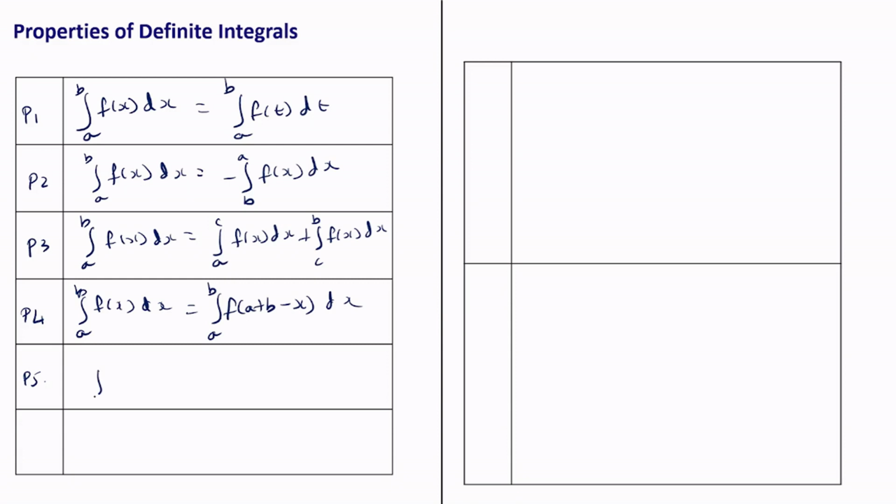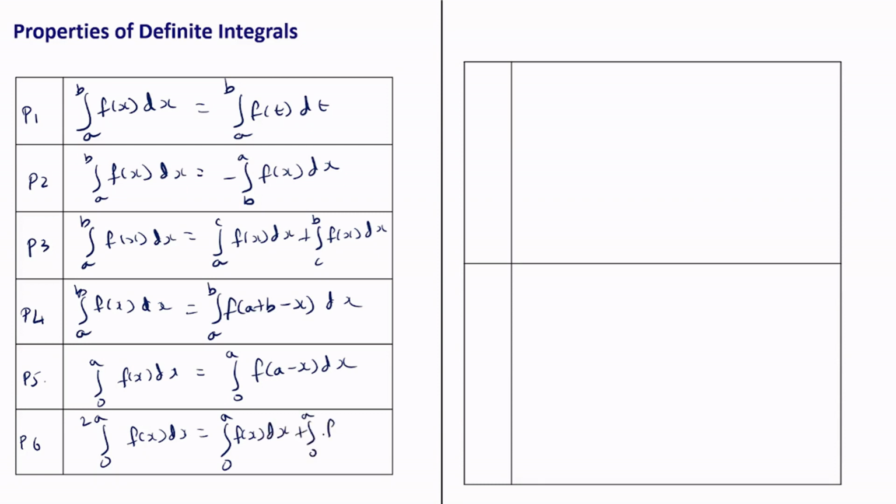Then the fifth property is integral 0 to a f of x dx. It is equal to integral 0 to a f of a minus x dx. Next we have the next property, integral 0 to 2a f of x dx. It is equal to integral 0 to a f of x dx plus integral 0 to a f of 2a minus x dx. The next property is a continuation of this property.